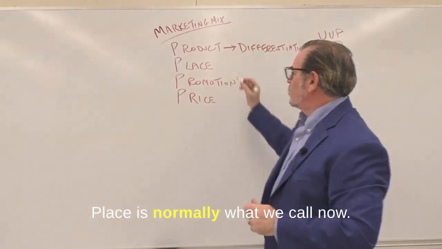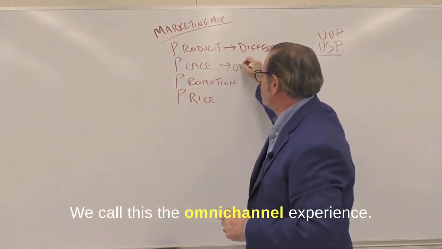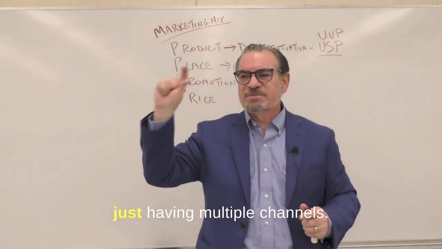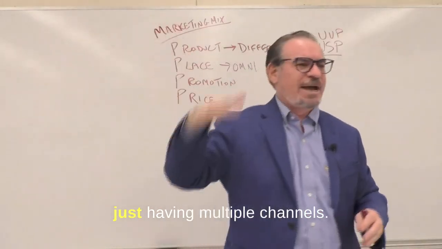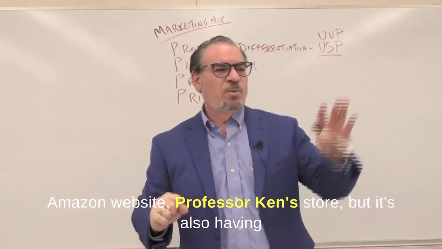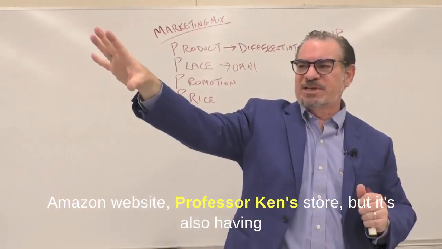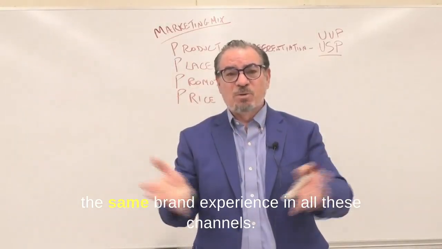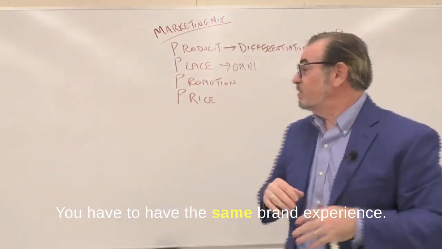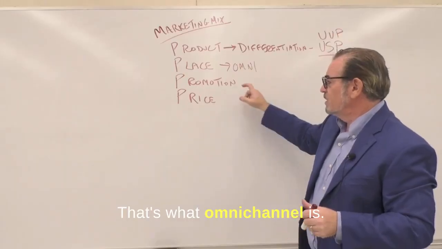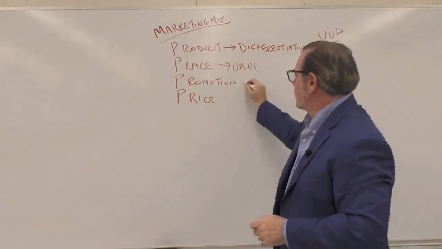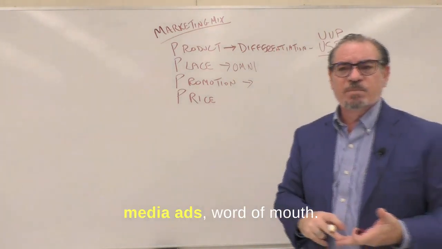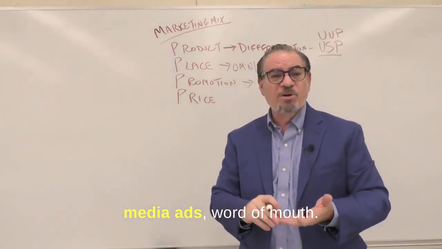Place is normally what we call the omnichannel experience. So omnichannel again is not just having multiple channels, Amazon, website, Professor Ken's store, but it's also having the same brand experience in all these channels. You have to have the same brand experience in all these channels. That's what omnichannel is. Then there's promotion. Promotion are things like social media, ads, word of mouth.